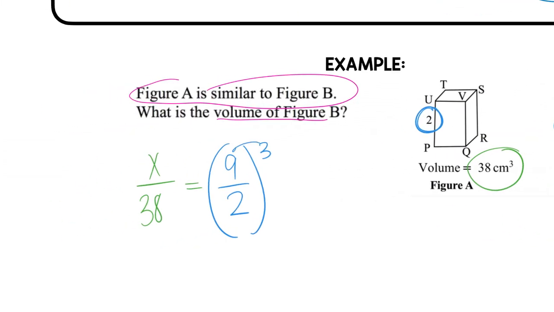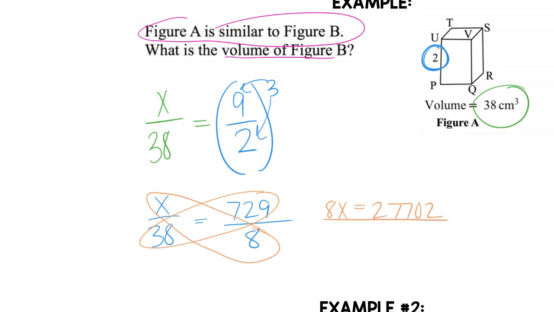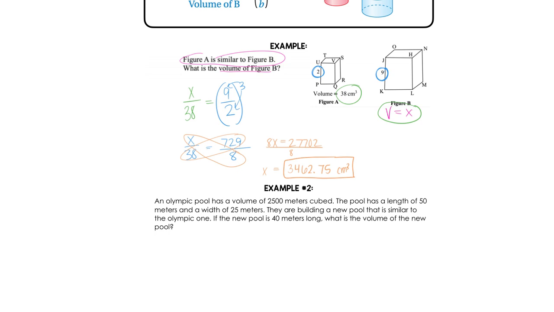So let's do that. We can do 9 cubed and 2 cubed. If you just type those in your calculator if you need to, that's going to turn it into 729 over 8. And then I'm just going to copy down this other ratio. And then now we can just cross multiply here. So we would have 8x equals 27702, and then just divide by 8. So then that new volume should be about this much, 3462.75 cubic centimeters. So that is the volume of figure B.